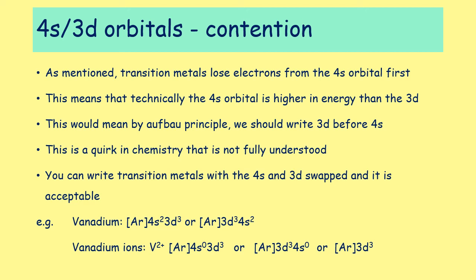So that has been a quite brief introduction to transition metals and what it means to be a transition metal, how to fill the electrons in orbital box notation, and which electrons are removed when a transition metal forms an ion. In the next lesson, we'll look more about different oxidation states and how we can work out the oxidation states of transition metals.